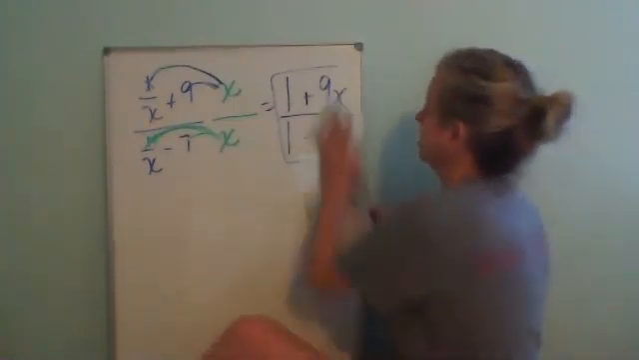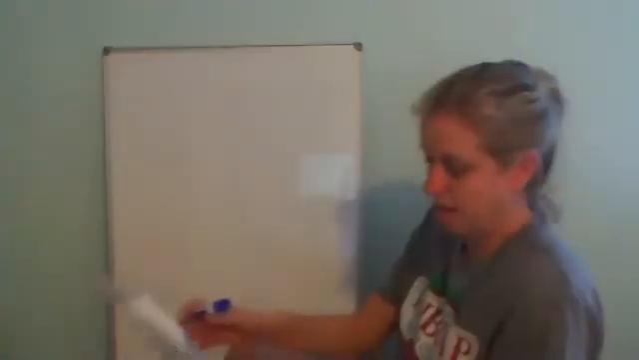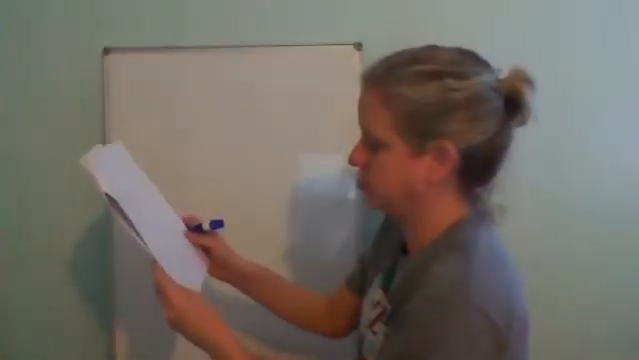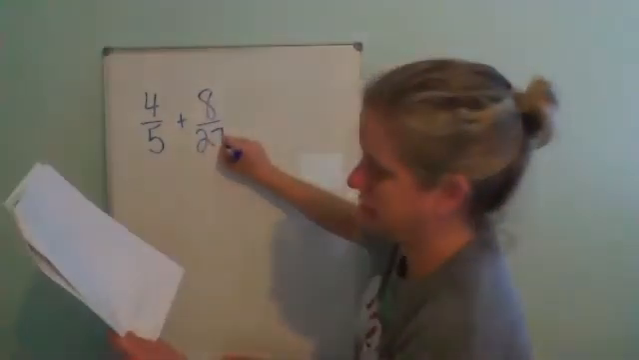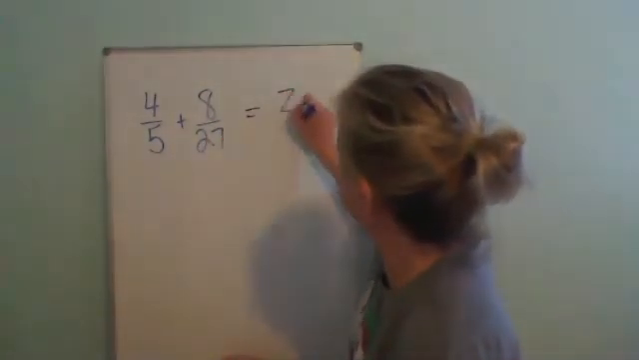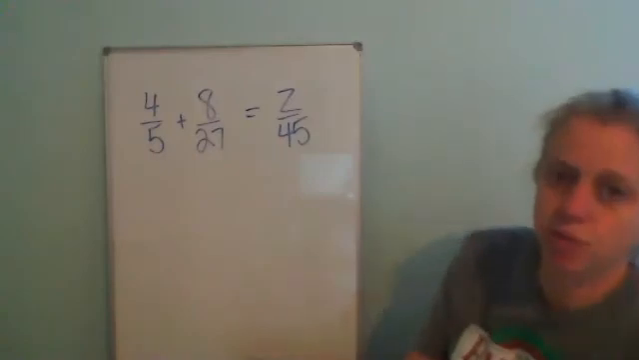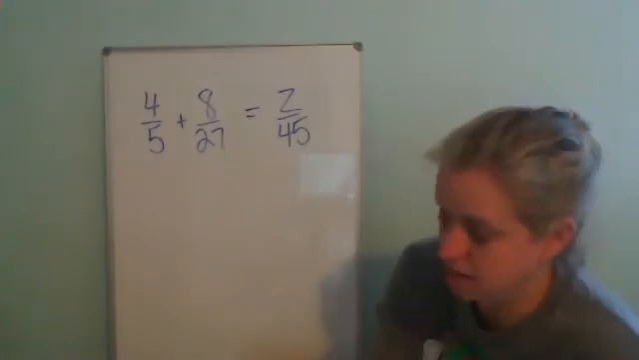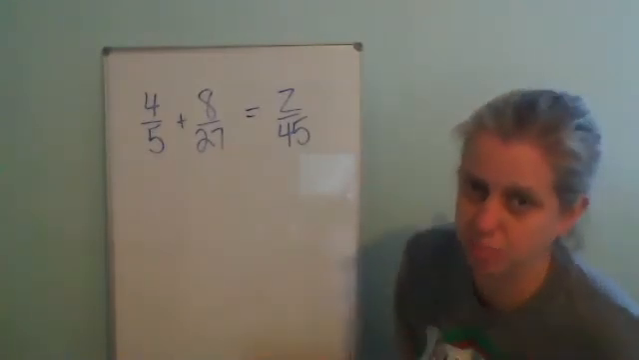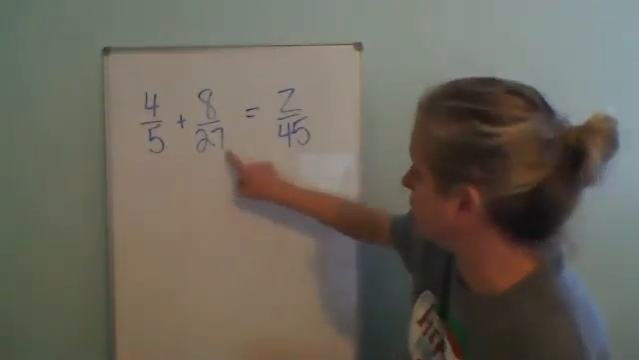All right, number 19. Solving. Let's see, I've got 4/5 plus 8 over 27 equals z over 45. All right, so fractions everywhere, unlike denominators everywhere. So the very first thing I'm going to do is take care of that. I don't want any fractions in my problem. I'm trying to get this z by itself. So let's see, I've got a 5, a 27, and a 45.